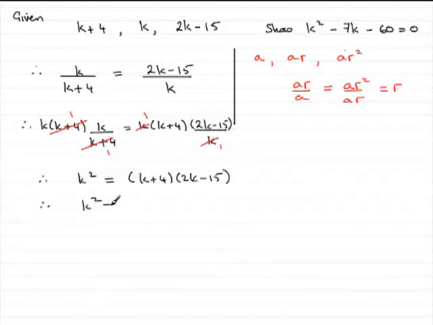And so expanding the brackets we get k times 2k, which is 2k squared, and then k times minus 15, minus 15k, plus 8k here gives me minus 7k, and then 4 times minus 15 is minus 60. And if I subtract k squared from both sides, then I'm going to get 2k squared minus k squared leaves me with k squared, and then we've got minus 7k minus 60, and that will equal 0. And that's what we had to show.